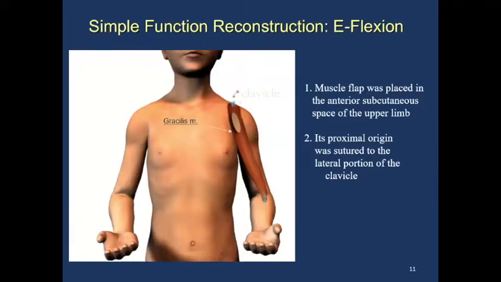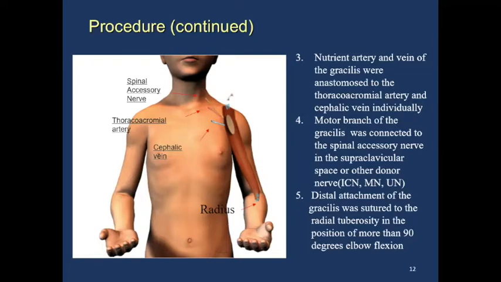I will describe the transfer techniques by dividing into simple and combined functional reconstruction. In simple functional reconstruction for elbow flexion, the harvested gracilis is attached with bone suture to the lateral end of the clavicle. Neurovascular anastomoses are performed, and the distal attachment of the gracilis was sutured to the radial tuberosity in the position of more than 90 degrees elbow flexion.